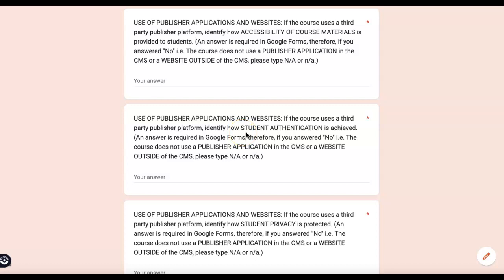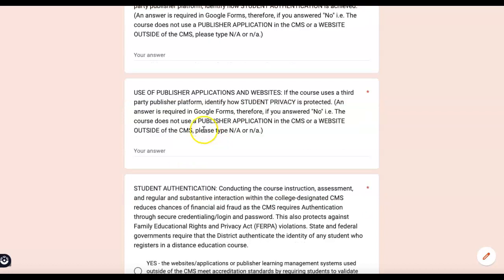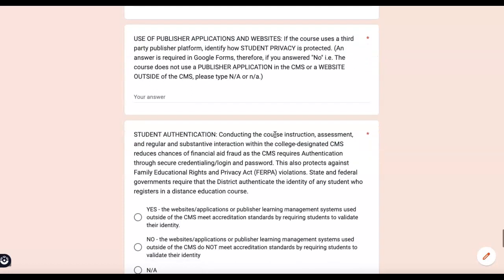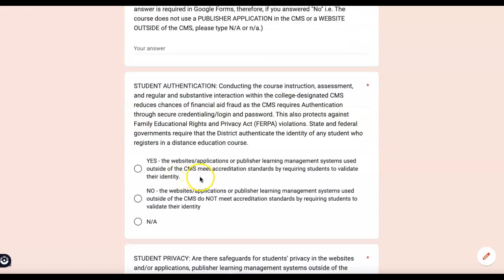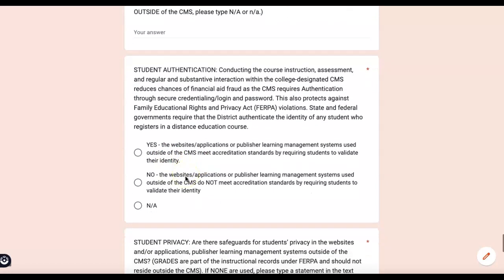Explain how the student authentication is achieved if you take students outside of Canvas. In other words, how do we know as instructors that it is our enrolled student who is filling out or completing the assignments in the publisher application and not someone else? And a student's privacy is protected by the way in which they have to sign on. In other words, is a password required for them to get on? Is it open access? Can anybody get into their account? You must ensure, your division must ensure that students' privacy is protected.